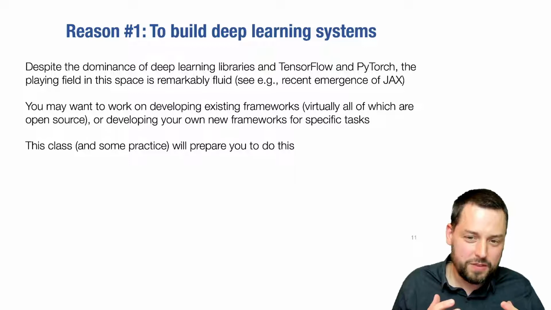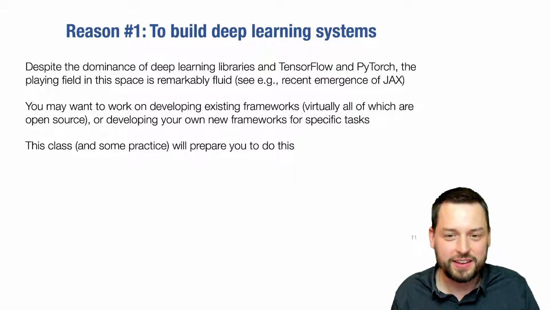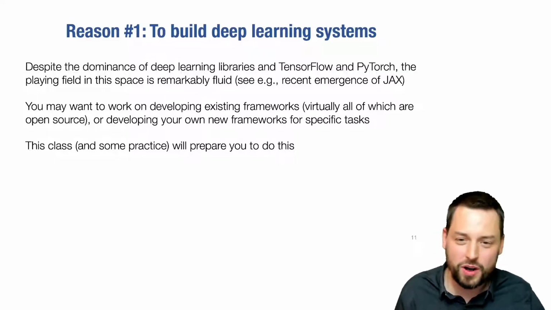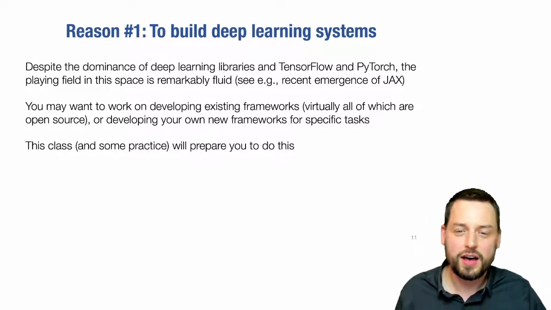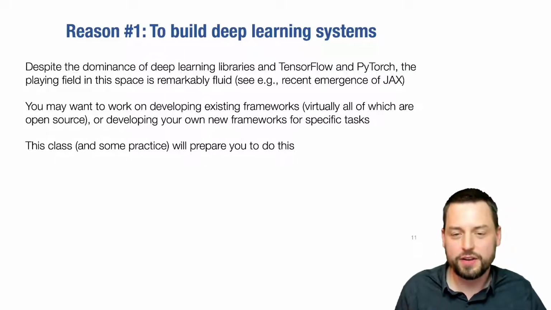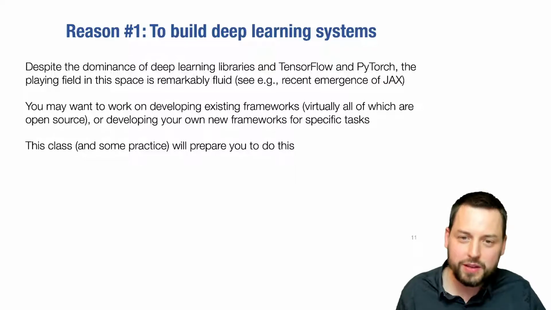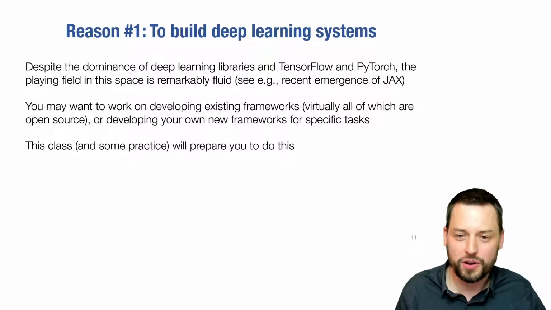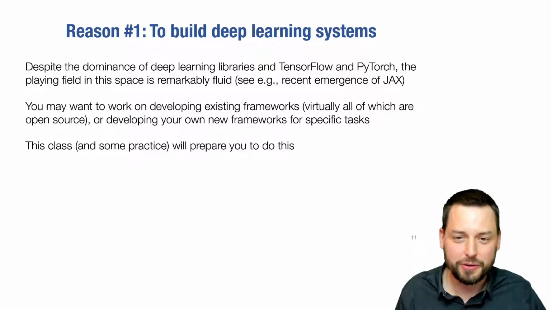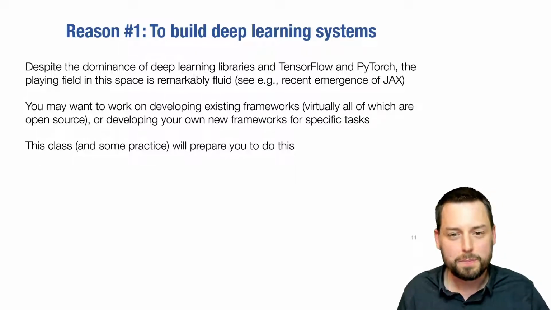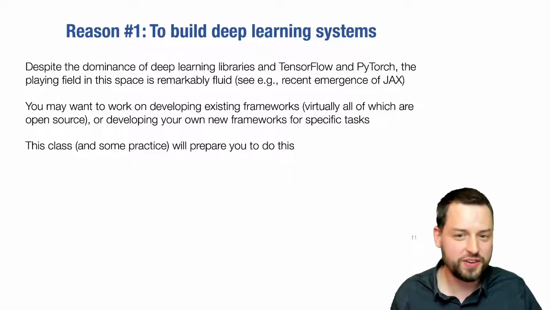So, despite the current state of deep learning libraries, where you may say that libraries like TensorFlow and PyTorch have kind of won, they're the standards everyone uses, it's actually not really true. I think the field of deep learning systems is remarkably fluid, as evidenced by the relatively recent emergence of JAX as a dominant framework for a lot of research in deep learning. It's a relatively new thing. This happened in the last couple of years.